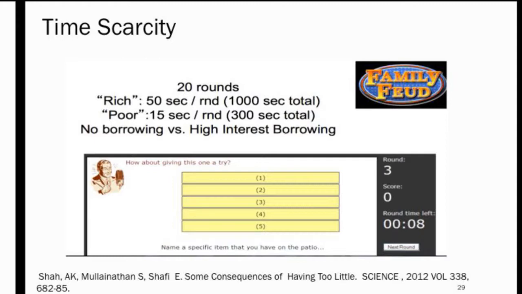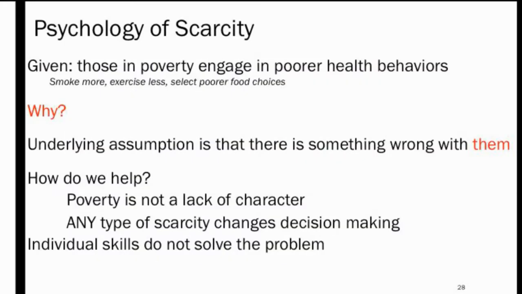So there's a whole body of research about how scarcity affects decision making. And so we know that those in poverty engage in poor health behaviors. That's pretty well documented. They have poorer food in their diet, lower quality food, less healthy food. They exercise less, they smoke more. The question becomes, in terms of why that happens: is it because they are deficient in some way in making choices? Or are the conditions of scarcity such that people engage in short-term solutions?